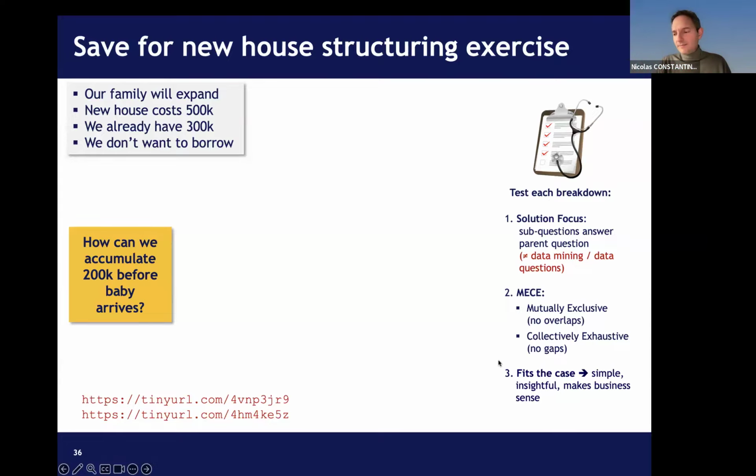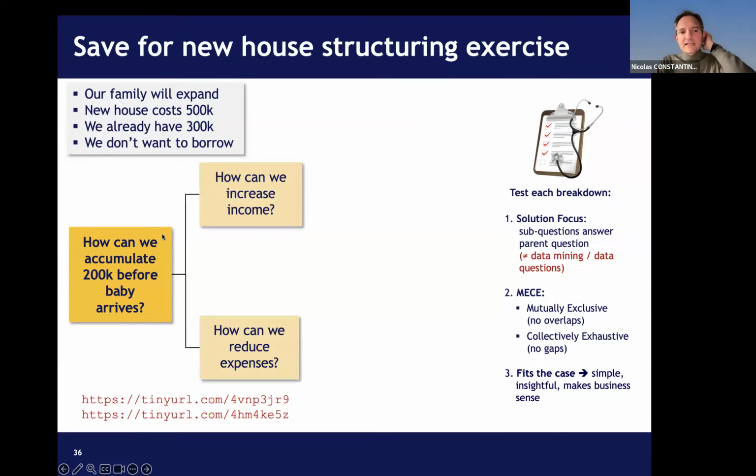But again, I think everybody more or less is thinking about the first level in the same way, because it's hard to imagine a lot of different ways to think about this. Basically, how can we increase income and how can we reduce expenses? Maybe somebody can come up with a totally different creative way of thinking about it, but this seems the most obvious and intuitive.